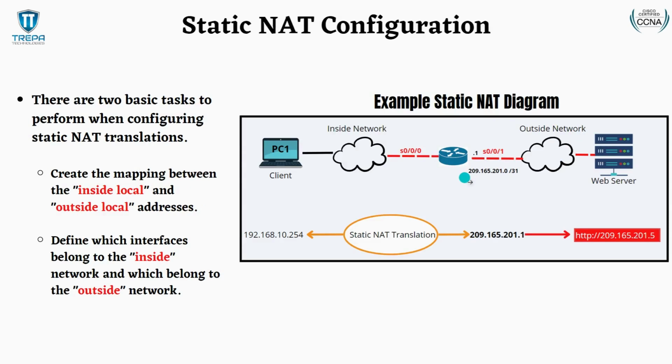Okay, now let's go over static NAT configuration. So static NAT configuration is very simple. There are two basic tasks. So you just create the mapping where you define your inside local and your outside local, or your private IP and your public IP. And then you have to define which interfaces are going to be inside and outside. So your inside is going to be your interface facing your LAN, and your outside interface is going to be the interface facing the WAN or the ISP or the internet.